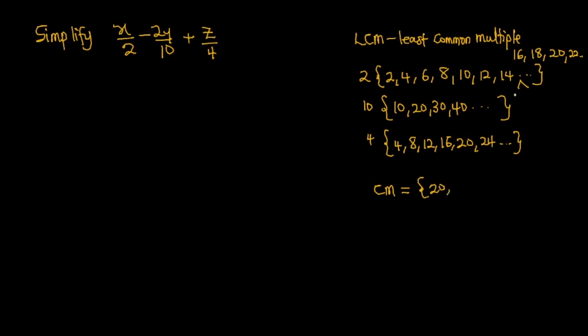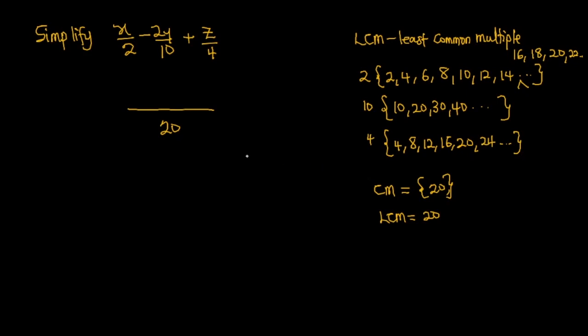If we were to continue writing this, we would get other common multiples. But since we already have the smallest that we can possibly find, this becomes our LCM, our least common multiple, which is 20. So they will all have a common denominator of 20. Now we need to express all these fractions on 20.